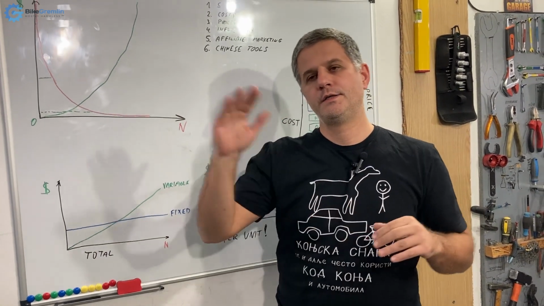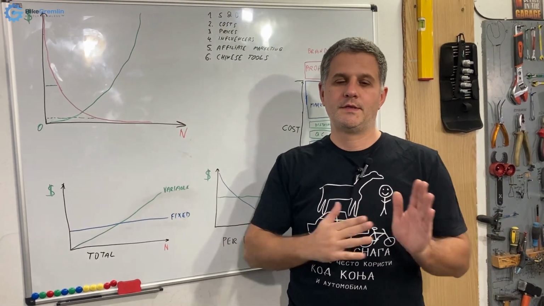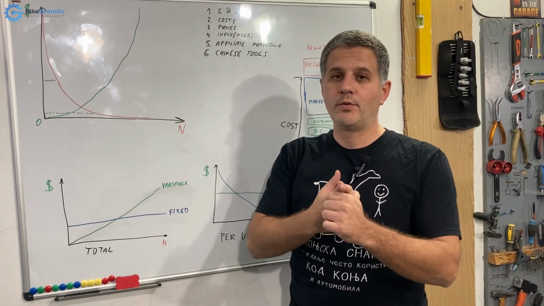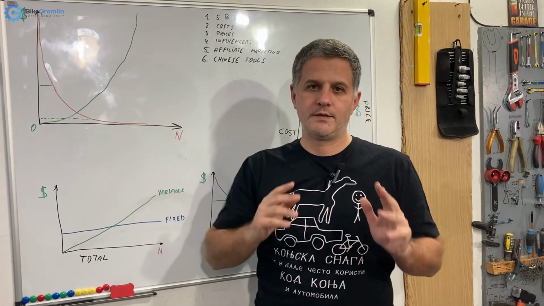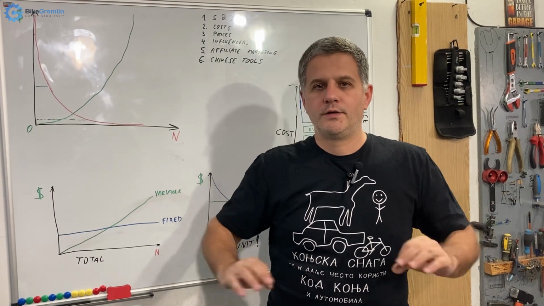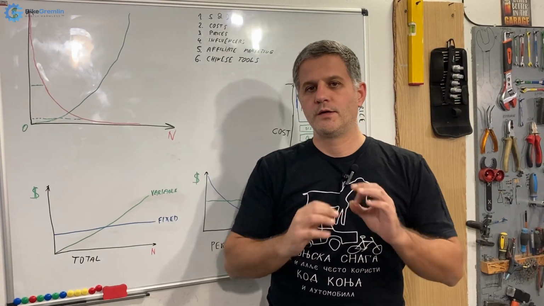Fixed costs are independent of the number of units that you make, and variable costs will vary depending on the number of units you make. So to make it plain and simple, practical example, I'm making rear derailleurs.